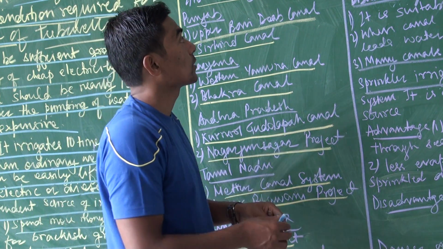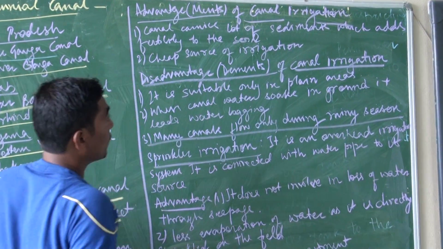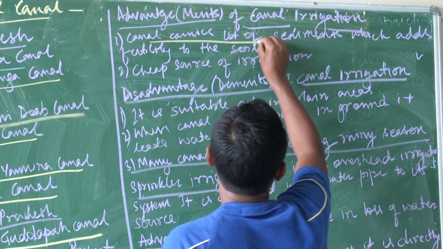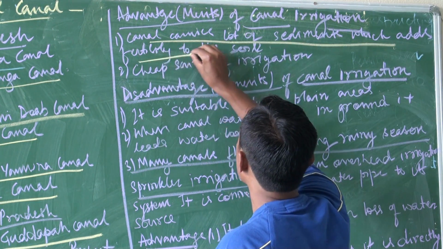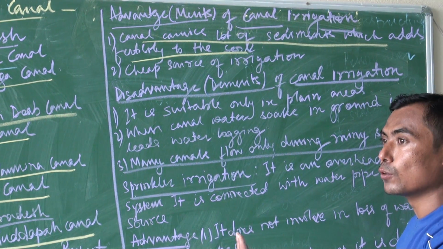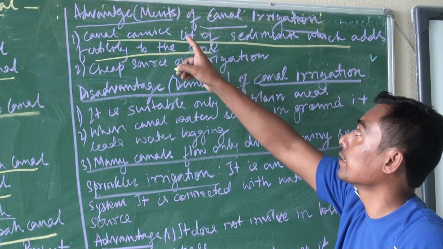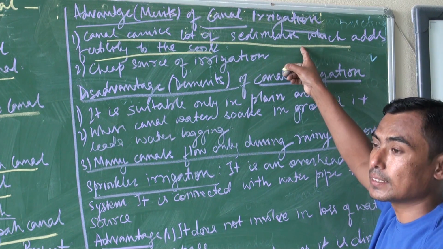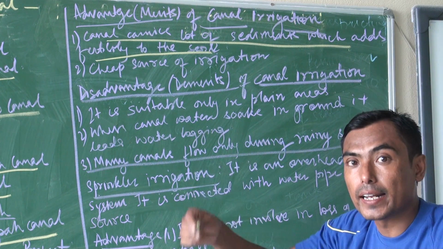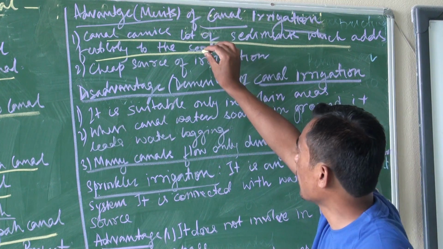Okay boys, so let us continue. Advantages or merits of canal irrigation. First, canal carries a lot of sediments which adds fertility to the soil, because whenever the water flows from the river towards the agricultural field, the canal brings a lot of sediments, and when the sediment mixes with the soil, it enhances the fertility of the soil.